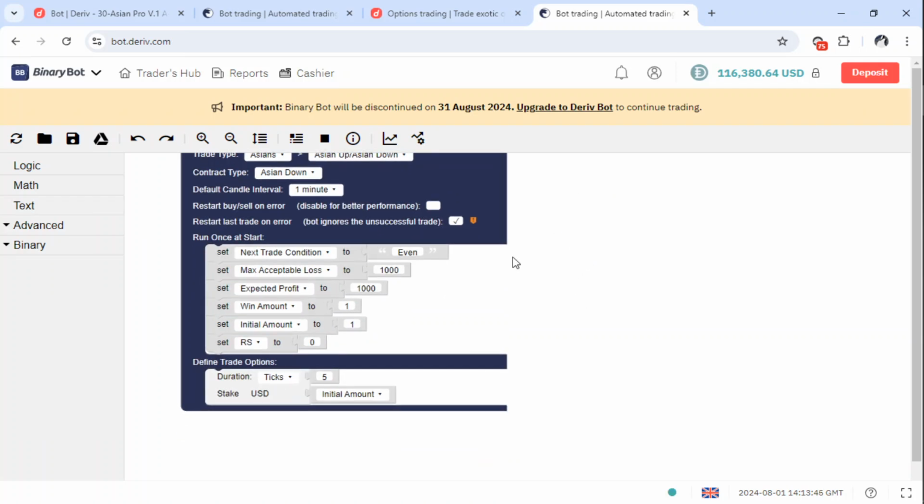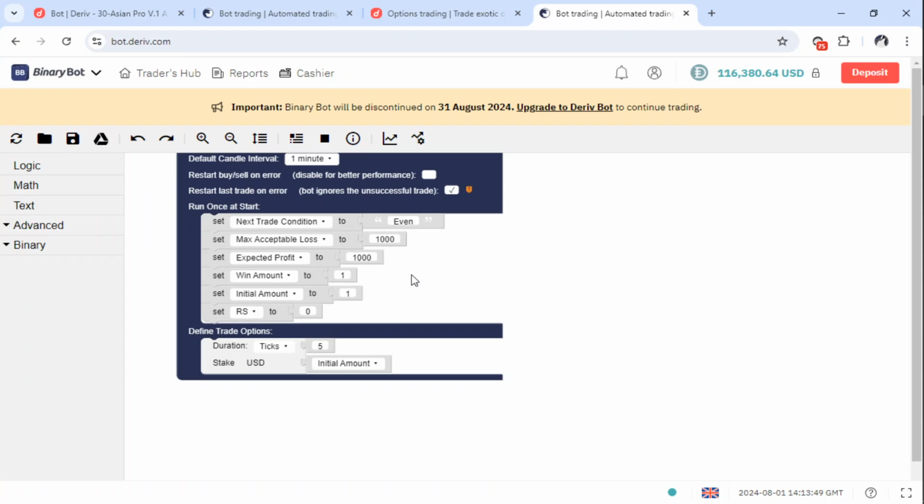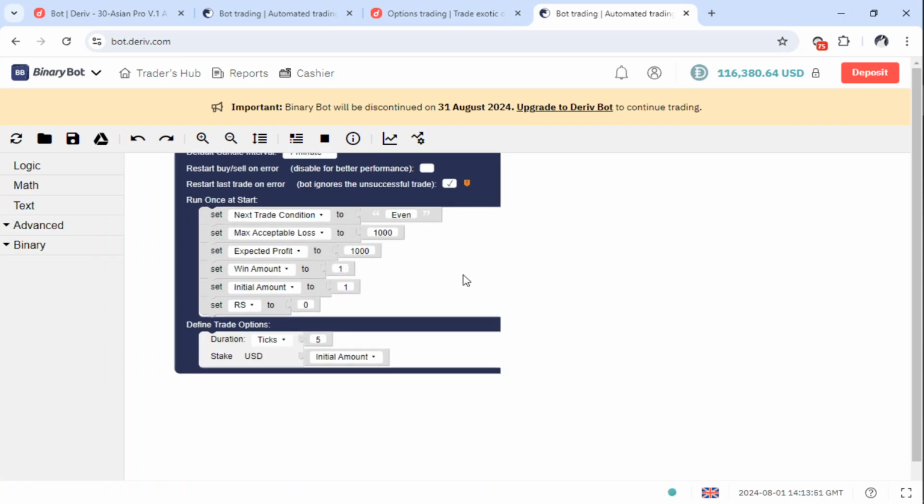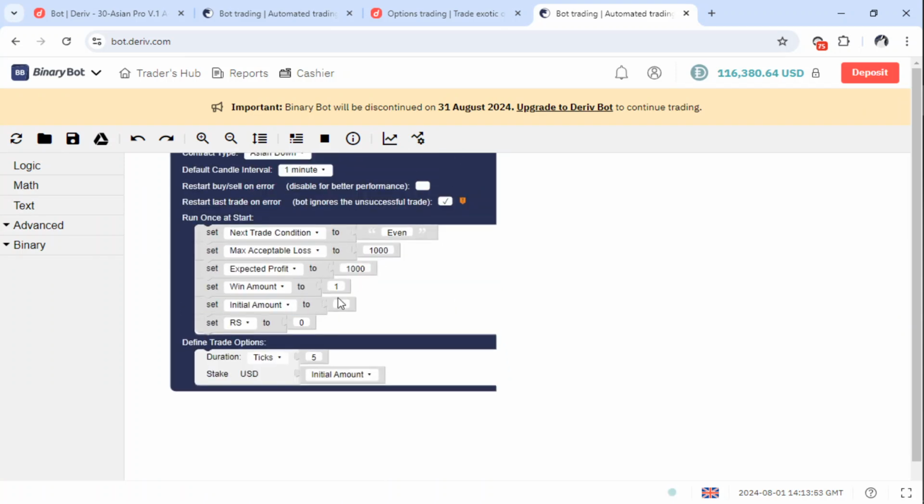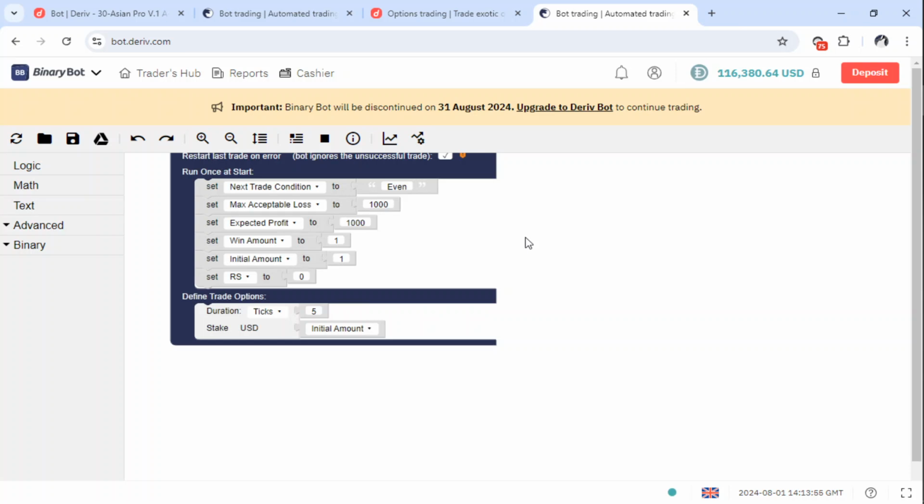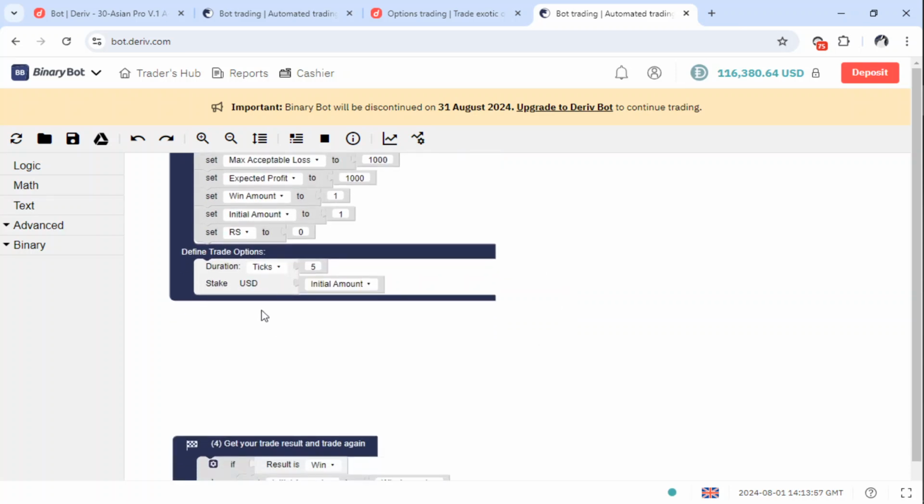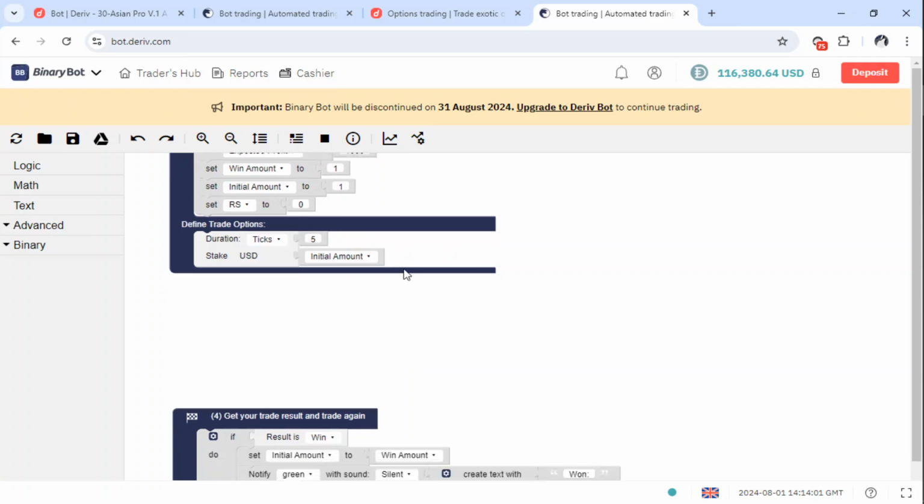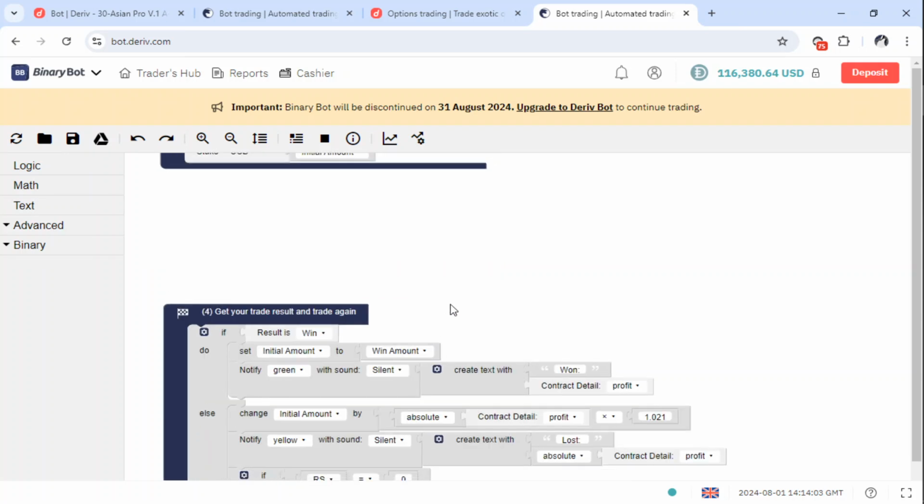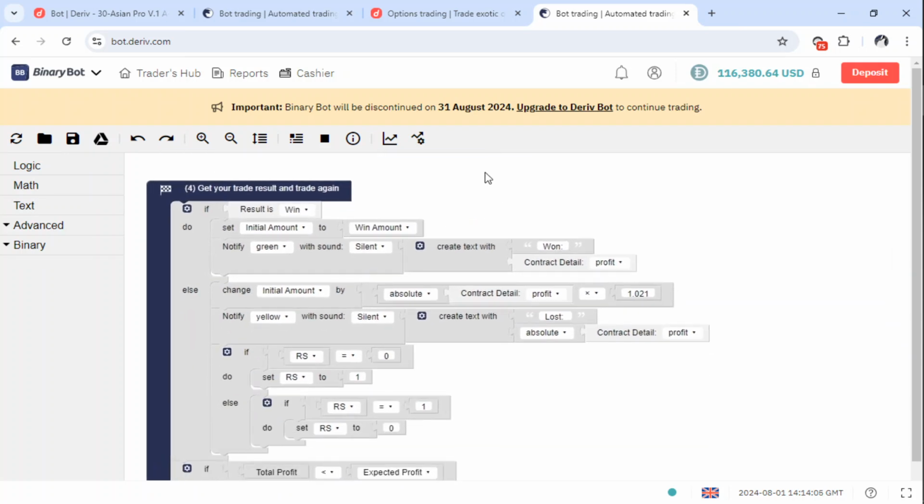What other thing can you change? You can change the win amount and the initial amount also. This should be the same when you are changing. You're also dealing with 5 ticks. You can change that. If you want it to be faster, you can place one and see how it's performing. These other ones are just for notification purposes, nothing serious about them.